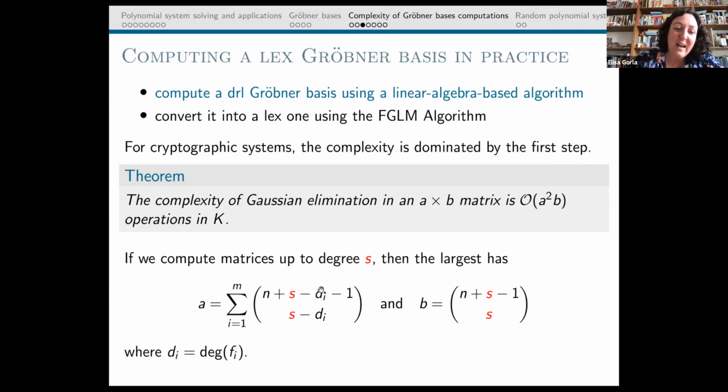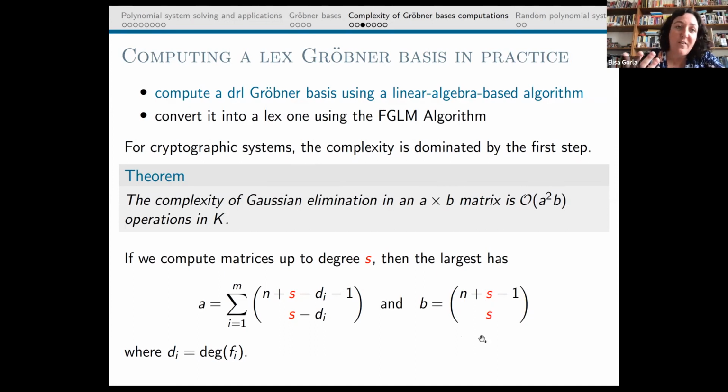So this di is the degree of the ith polynomial. So S minus di is the degree of the monomials that I can multiply by. And so this number is how many monomial multiples of fi I have in degree up to S. And I sum that over all the polynomials, and this gives you the number of rows of the matrix. And this is the number of monomials of degree up to S in n variables, so this is the number of columns. And the complexity of Gaussian elimination depends on the number of rows and columns.